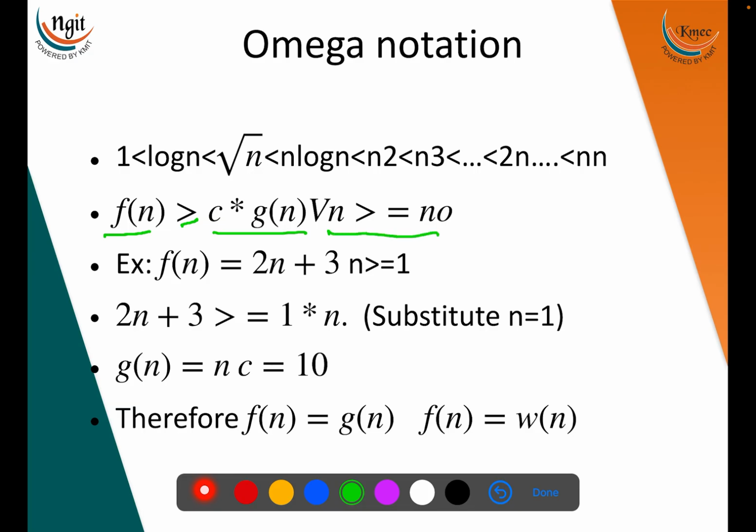Now apply the same formula. Now this f of n should be greater. To make this f of n greater, the c value starts with 1. So it is the lower bound. Lower bound is 1 into n. Upper bound is 5 into n. So the formula is f of n is equal to omega of n.